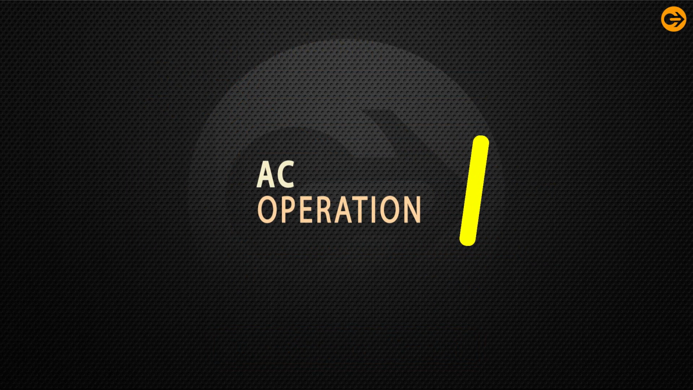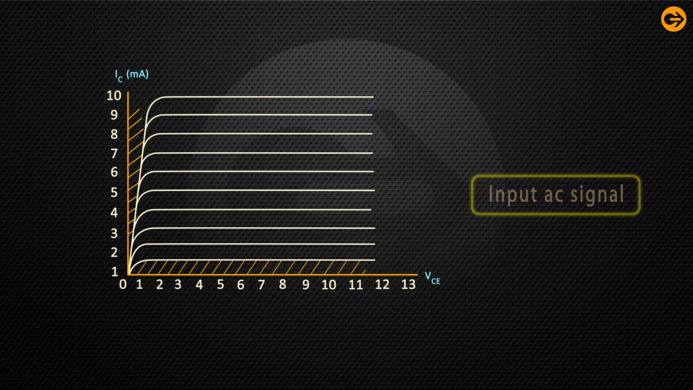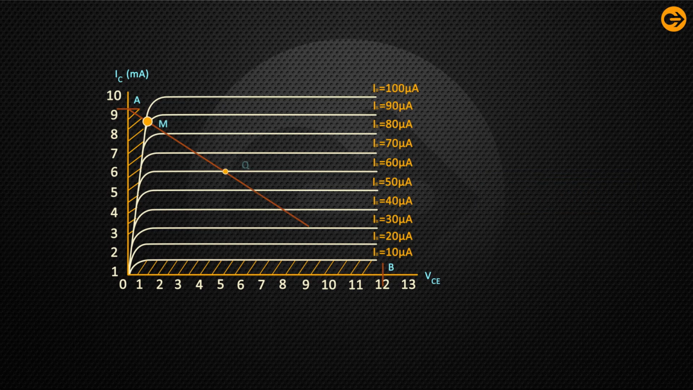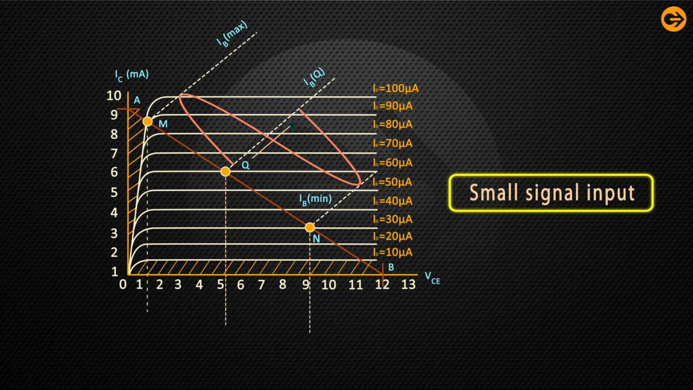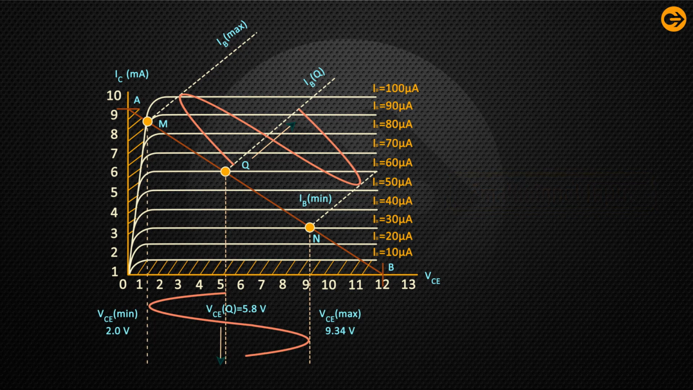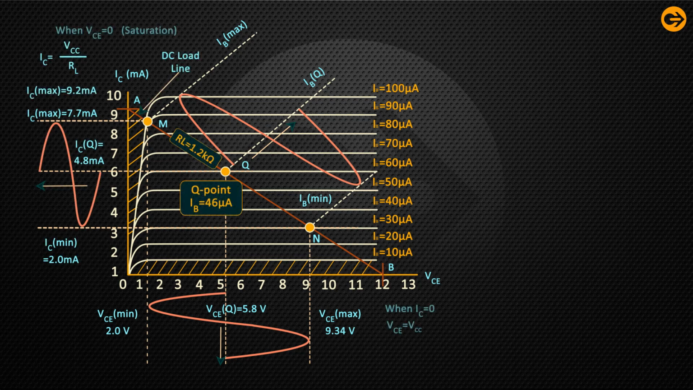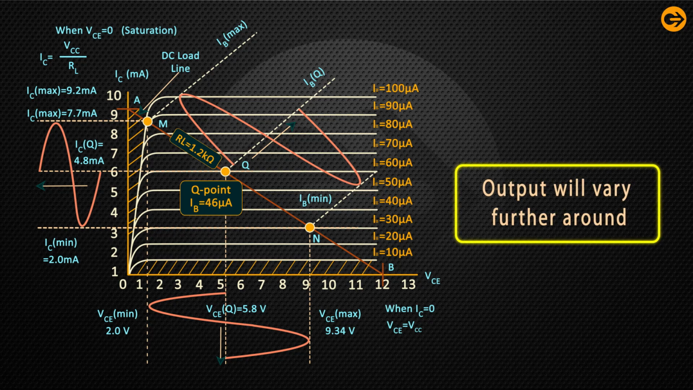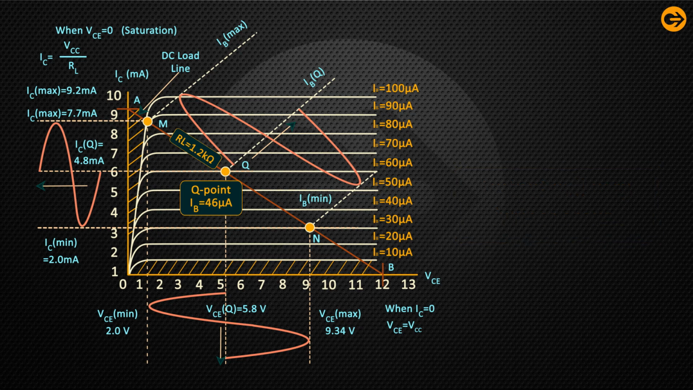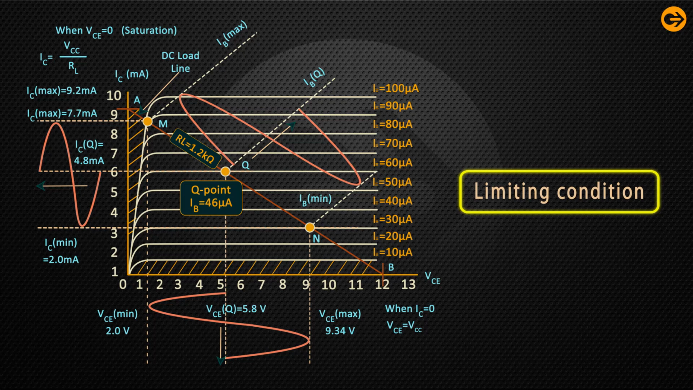Now let's talk about the AC operation. When an input AC signal is applied to the amplifier, the output will vary from its DC bias operating voltage and current. A small signal input will cause the base current to vary above and below the bias DC point. As the input signal is made larger, the output will vary further around the established DC bias point until either the current or voltage reaches a limiting condition.